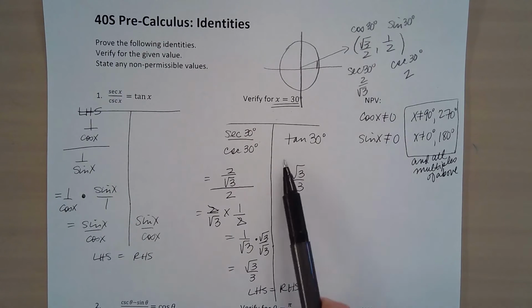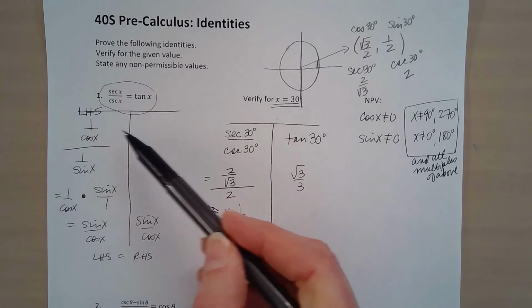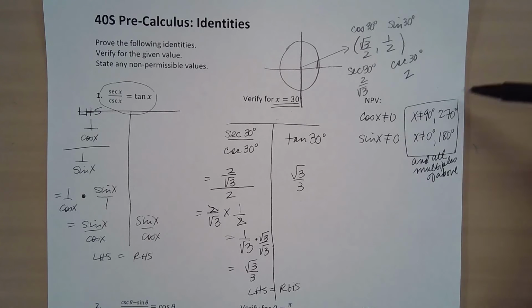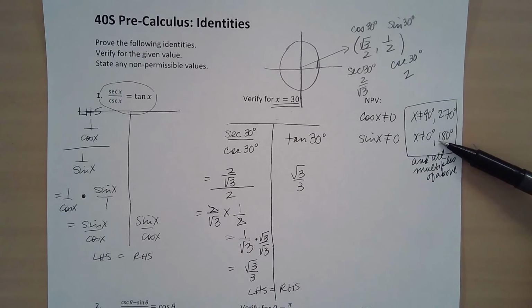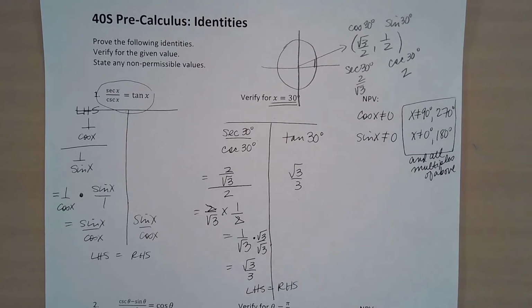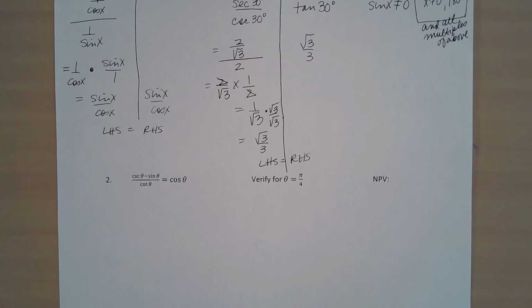So basically what we're saying is this is a proof except for the angles where cos or sine equals 0, like the 90 degree, all the quadrantal angles, right? The 0, the 90, the 270, or 180. For any of the quadrantal angles, we can't even show this is true because there are undefined values. Yeah? Okay, let's take a look at the next one. Prove, verify, non-permissible value.